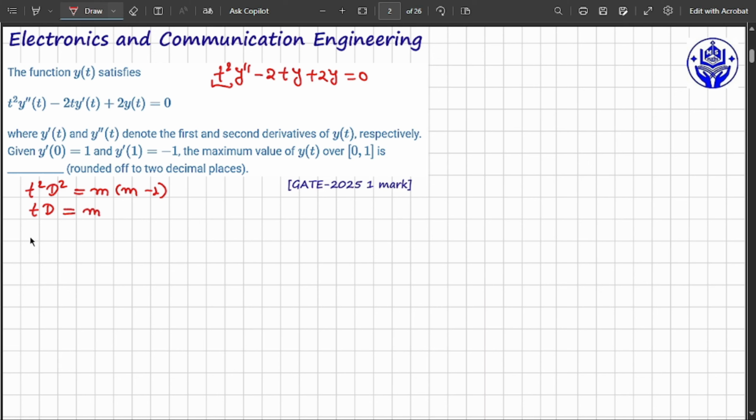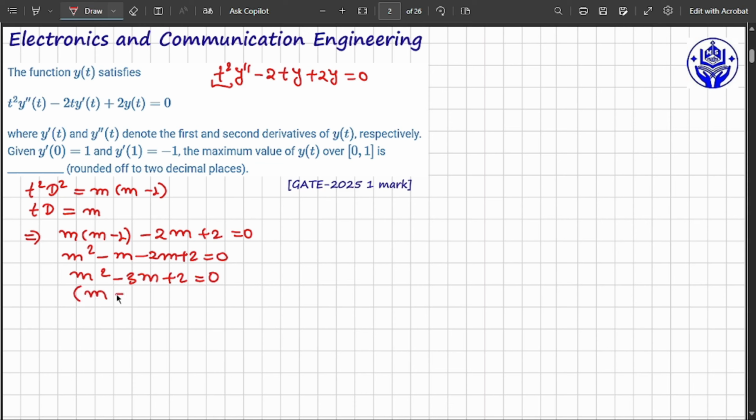So the auxiliary equation for this will be m(m minus 1) minus 2m plus 2 equals 0. This is m square minus m minus 2m plus 2 equals 0. Then this will be m square minus 3m plus 2 equals 0. Now the roots of this are given by the factors m minus 2 and m minus 1, so m equals 2 and 1 are the roots of this auxiliary quadratic equation.